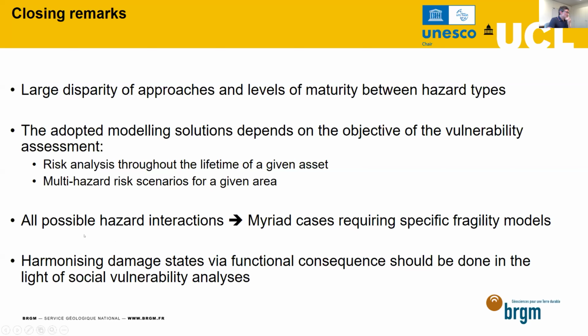One thing also to point out is that there are so many possible hazard interactions, so this also will lead to a myriad of cases requiring specific fragility models each time for each possible combination. So this is something to have in mind. And also, regarding these functional consequences that we have seen, the harmonization of damage states could also be done in the light of social vulnerability analysis, and maybe which parameters are actually important for these types of analysis. Okay, thank you very much.